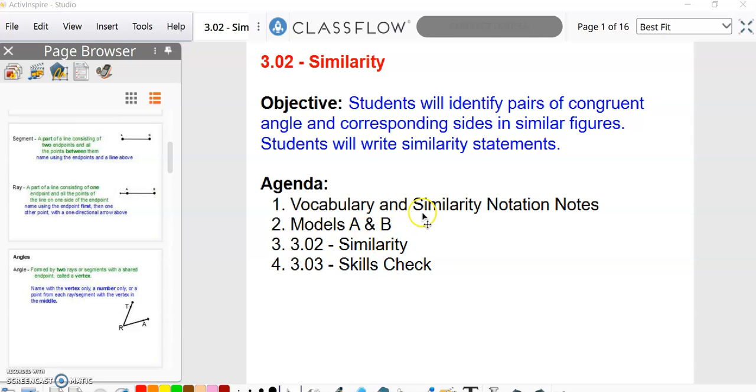3.02 Similarity. Our objective today: students will identify pairs of congruent angles, corresponding sides, and similar figures. Students will write similarity statements. Here's the agenda. We have a couple models. Actually, there's 3 models in this. I just realized that's wrong. Our assignment here and 1 skills check.